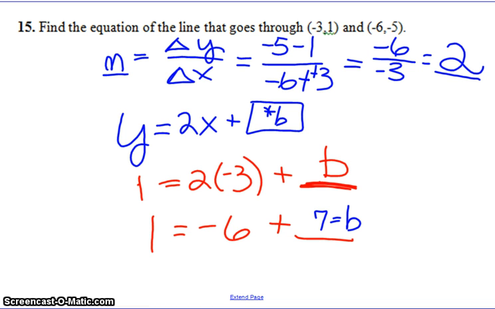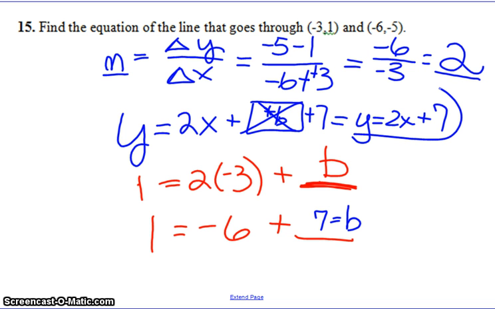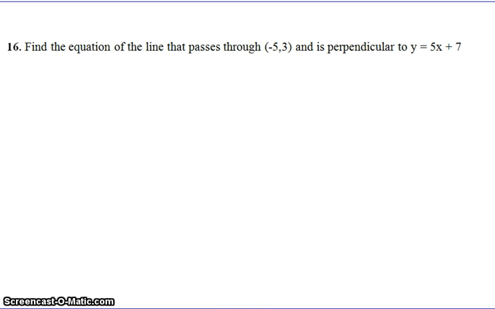I could also have solved this for b here. So now I know this is really a +7. Let me write it a little prettier for you. y equals 2x plus 7. My final answer.